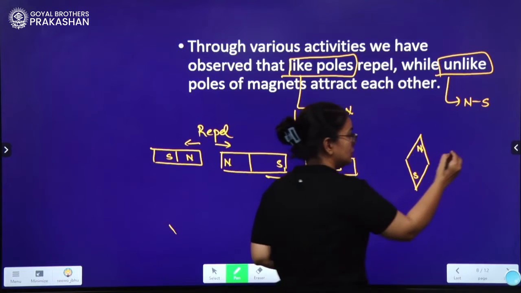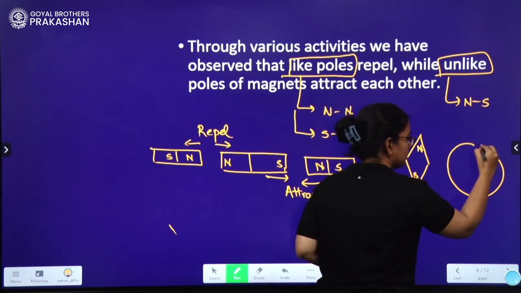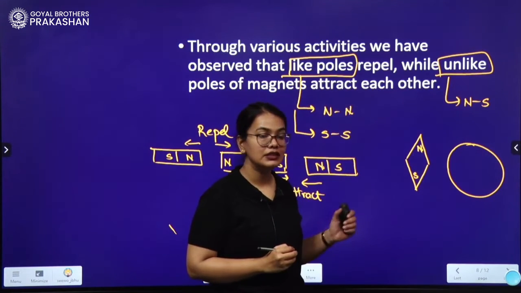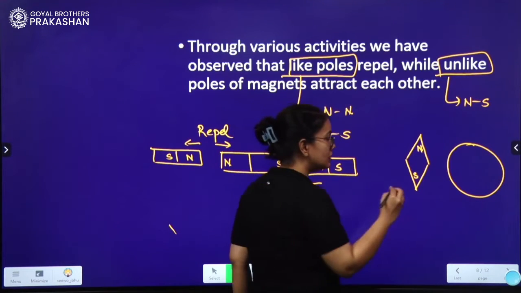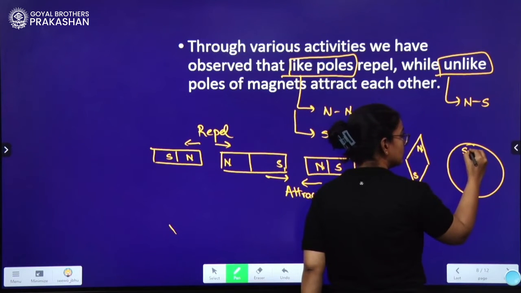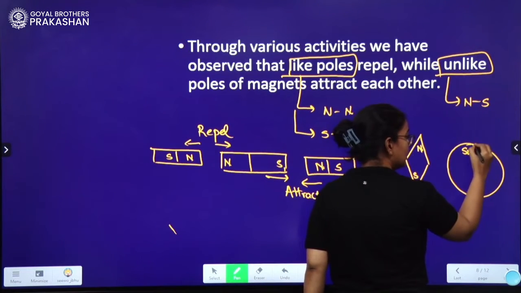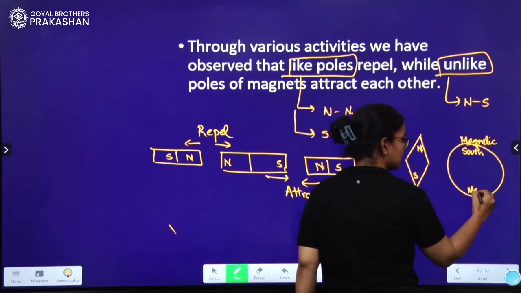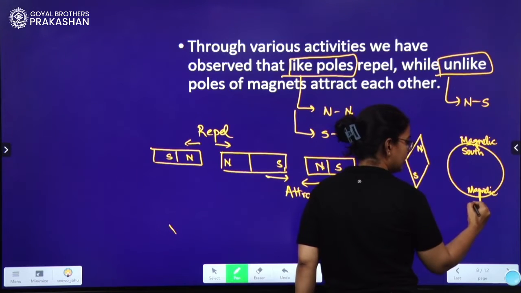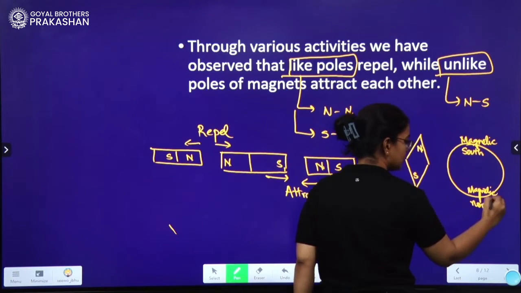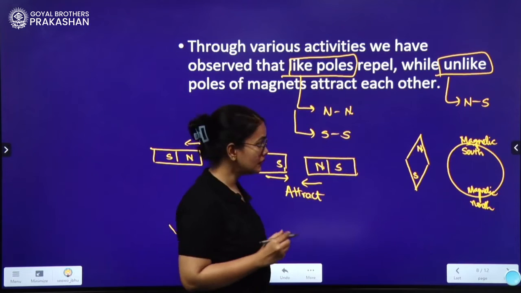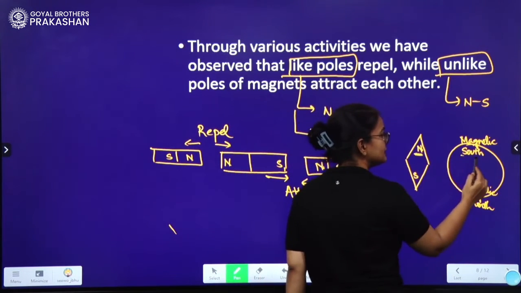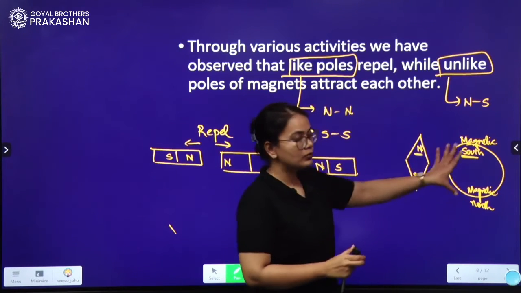Now, you know, Earth also has magnetic behavior. Earth is also like a magnet. So, Earth is like a magnet, and Earth's geographic north pole is magnetic south. Earth's south pole is magnetic north. Okay. Now, when the needle is placed, obviously this is the north pole and this is the south pole. Imagine that these are two magnets.